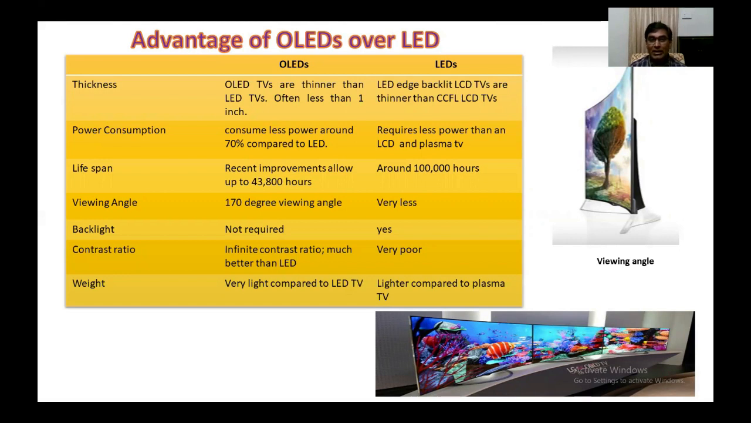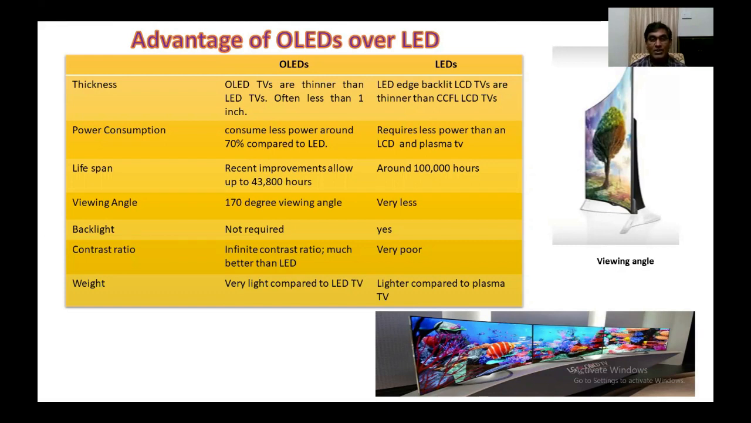Lifespan: the recent improvements have shown the lifespan of these OLED televisions is up to 43,800 or up to 50,000 hours, and in case of LED, it is around 1 lakh hours.